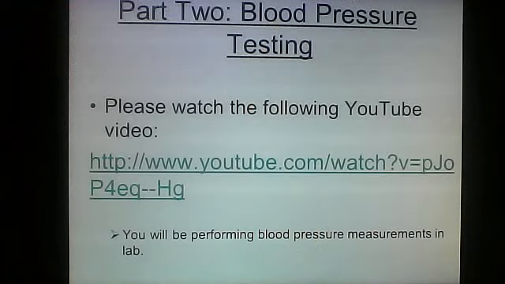Part 2 involves a blood pressure test. Please watch the following video on YouTube to get a better idea of the appropriate ways to measure blood pressure. You will be performing the pulse point checks, the blood pressure measurements, and the fetal pig dissection in lab.